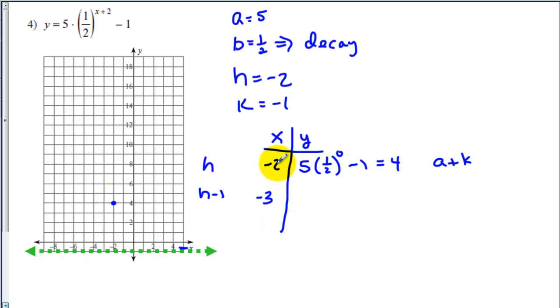Now this time, since it's decay, I'm going to go to the left one. So now I'm going to plug in. Now if you go left one, this exponent here, if you start at H, this exponent's always going to be -1 on decay and +1 on growth. Now remember, 1/2 to the -1 is the same as the reciprocal of 1/2. So now we have 10 minus 1, we get 9. So we go to -3 and up to 9. This is up 5 units, left 1.